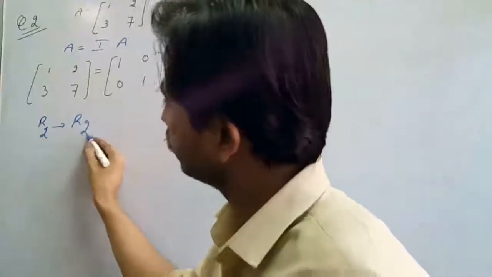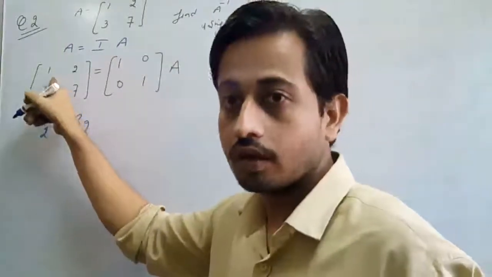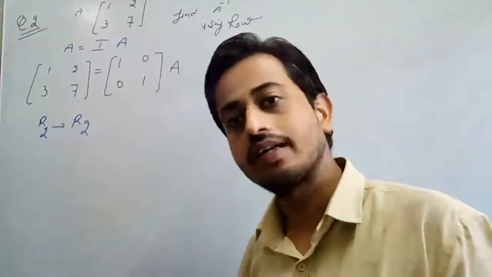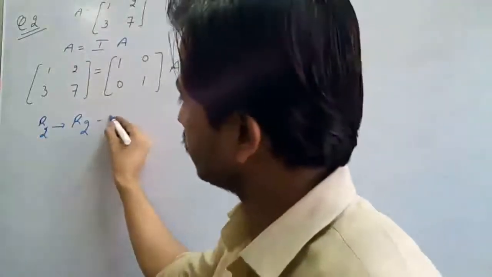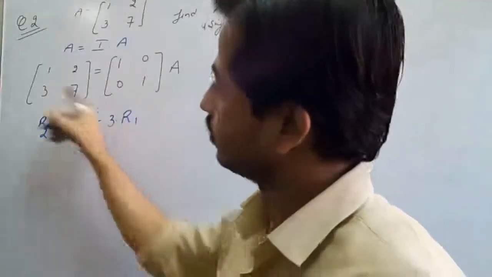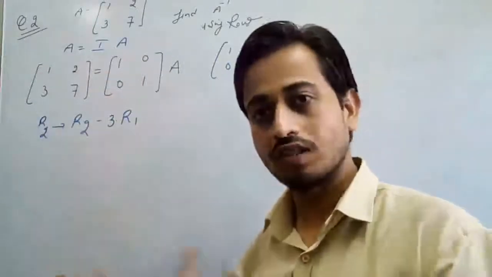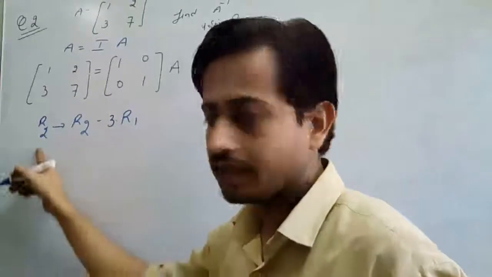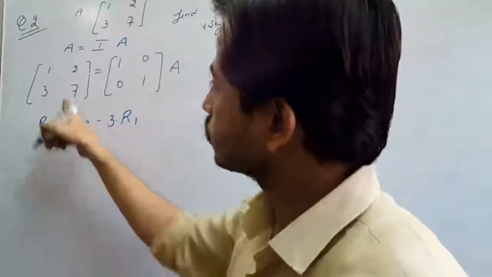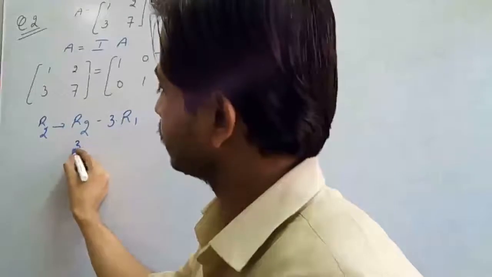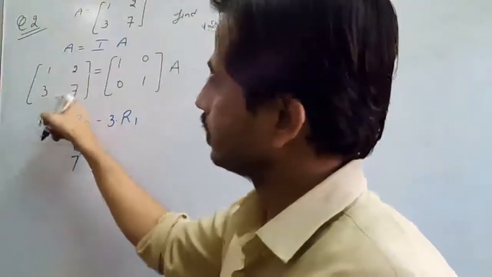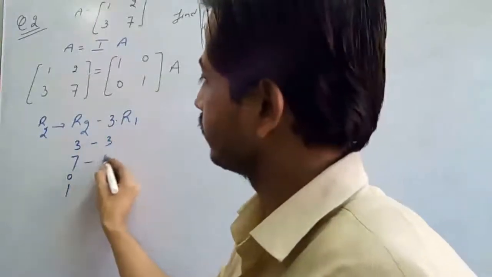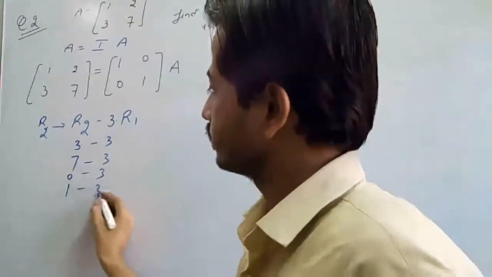What do we have to do? 3 minus 3, but here it is 1. So we have to multiply by 3. We multiply 3 into R1, this one is your first row. Now do the same step. I am doing it very fast. There is no need to write R2 further, I am writing only here. R2 is 3, 7 on the left hand side and 0, 1 on the right hand side. Minus 3, minus 3, minus 3, minus 3.